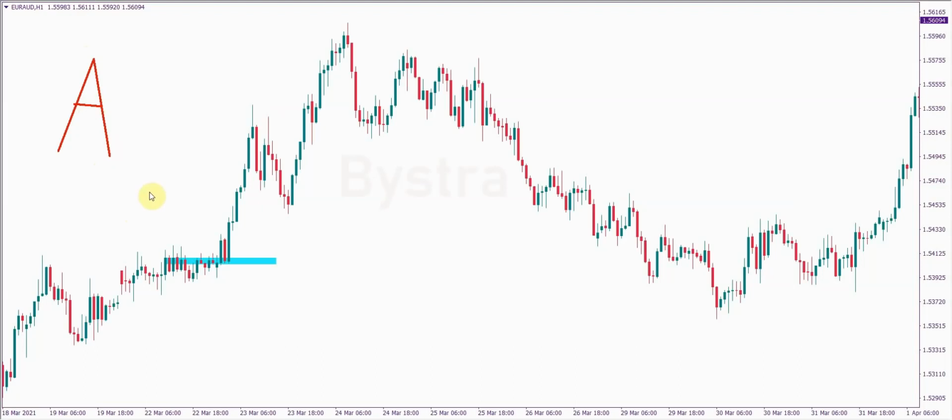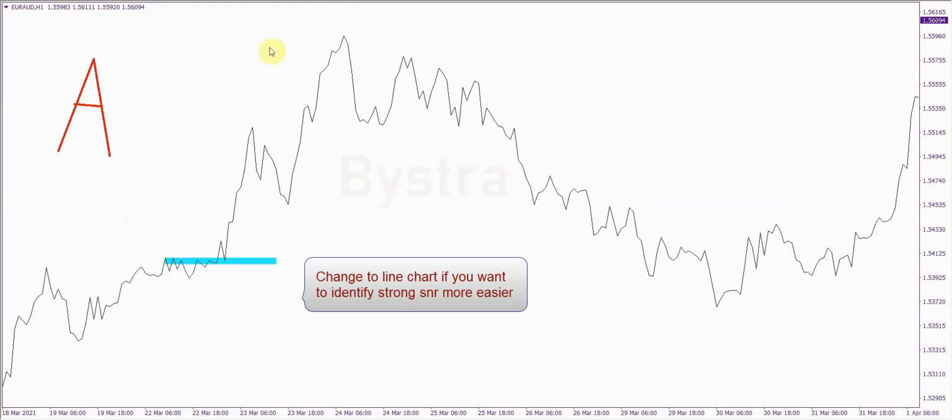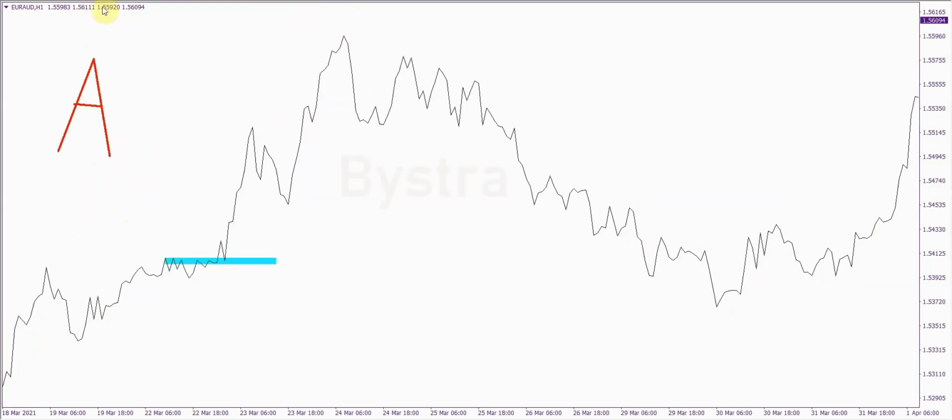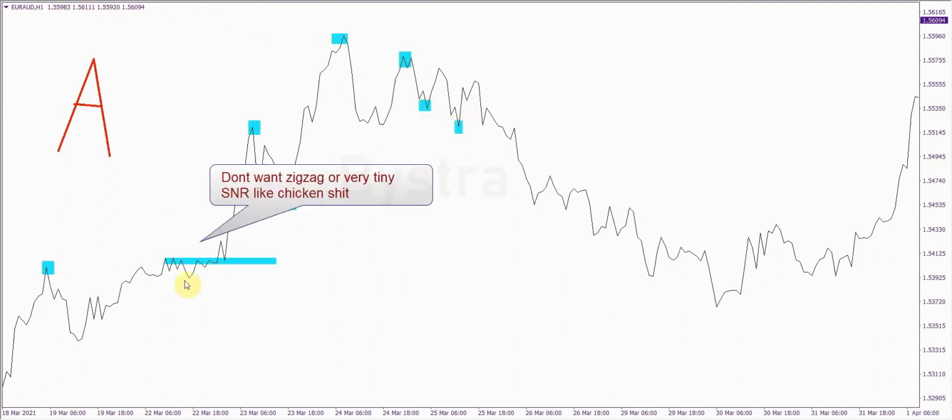If you want to identify a strong SNR more clearly, you change to the line chart. As you can see here, this is a strong resistance, here is a strong resistance, here is a strong resistance, and here is a strong support. I don't want zigzag or very tiny ones here. I want very strong ones, like a capital A or V.